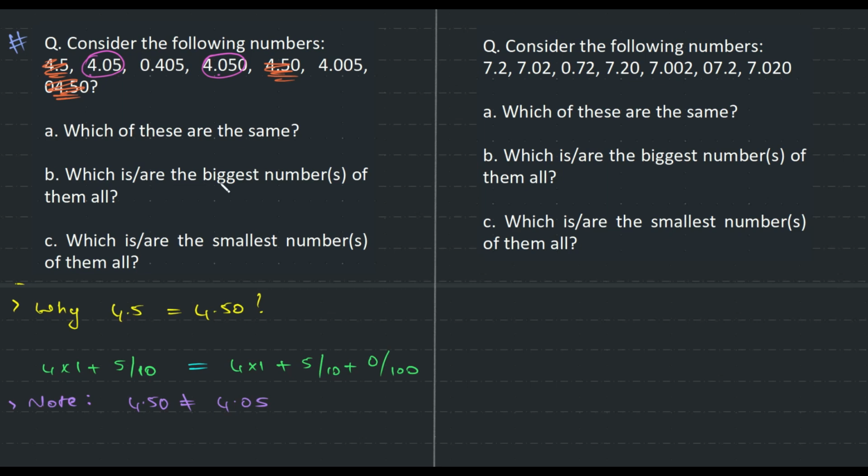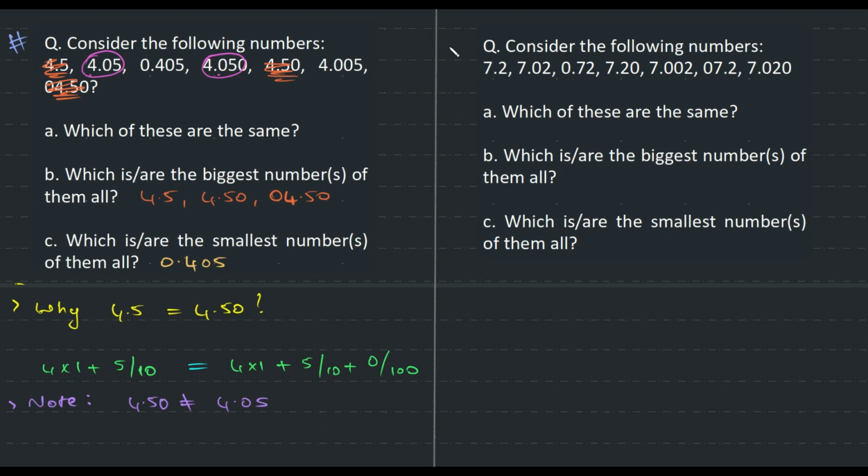Okay, which is or are the biggest number of them all? 4.5, 4.50, and 04.50. This is the largest value. While the smallest will be 0.405, I think, yeah, 0.405. This is the smallest one because there is no integer value itself, so it's out of the race. That would be by default the smallest.